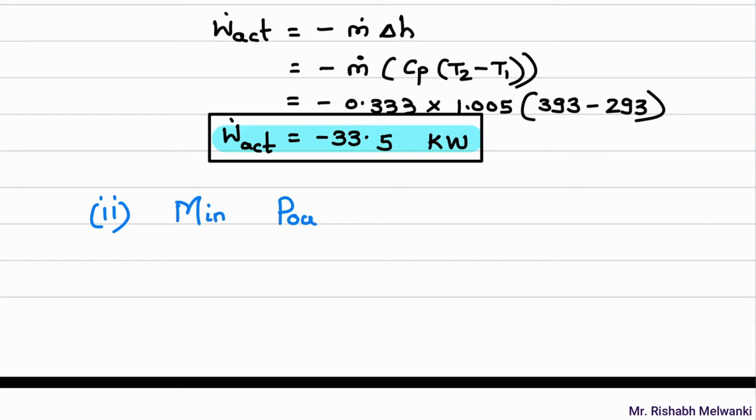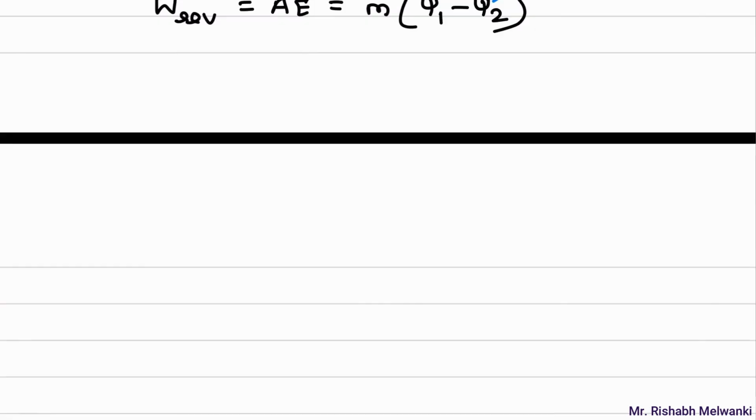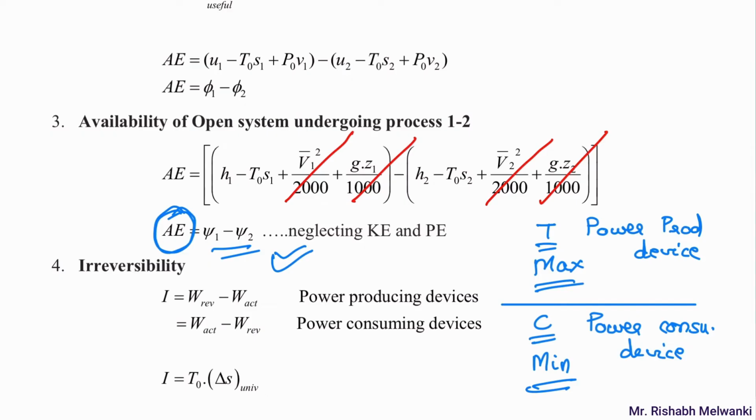Minimum power means basically we have to find W dot reversible. So W dot reversible will be equal to available energy dot. It will be equal to m dot (psi1 minus psi2). Okay, now W dot reversible is equal to m dot. What is psi1 and what is psi2? What is psi? Psi is H minus T0 S.